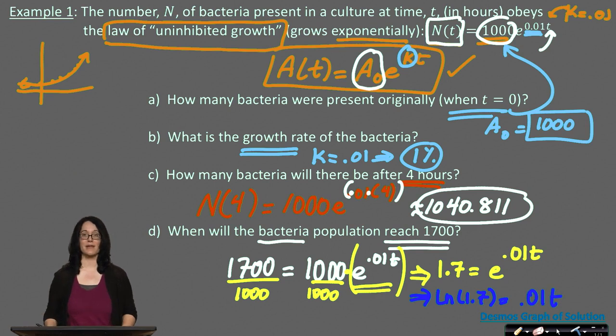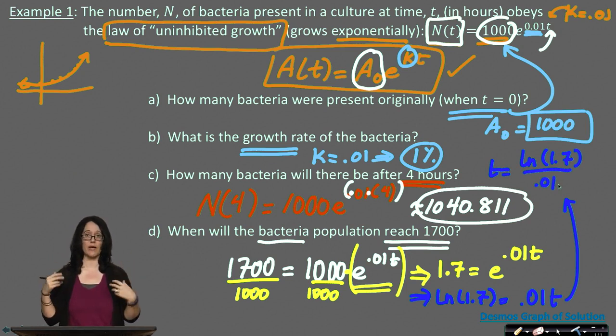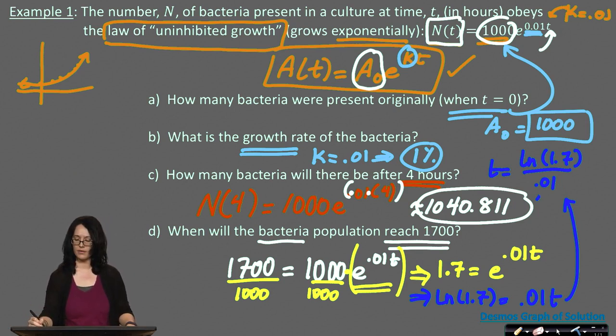And what was your final step now to get t by itself? Did you undo multiplication with division? If so, you would get t equals the natural log of 1.7 in parentheses divided by 0.01. That would be your exact answer prior to putting it in your calculator. Once you put it in your calculator, you should be getting roughly 53.063. And this was time in hours, right?